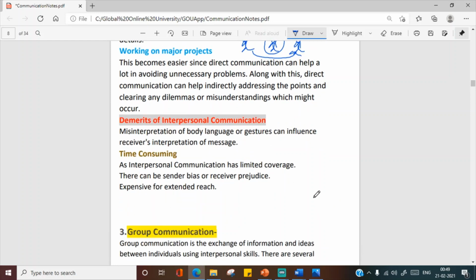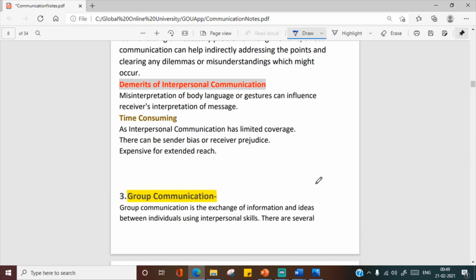Some demerits of this: misinterpretation of body language or gestures can influence the receiver's interpretation of the message. Sometimes the sender has a different thought in mind, but because of some body language or gestures, non-verbal communication, this could be a demerit.